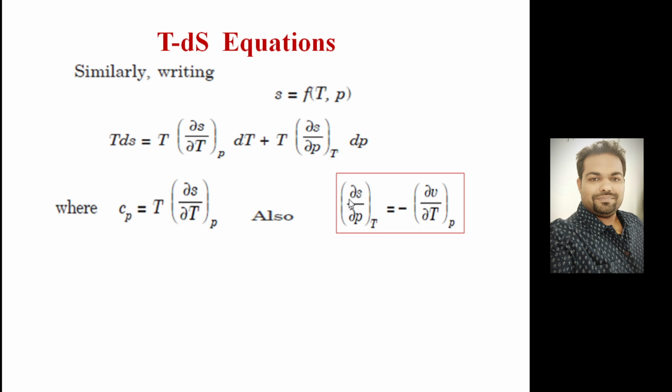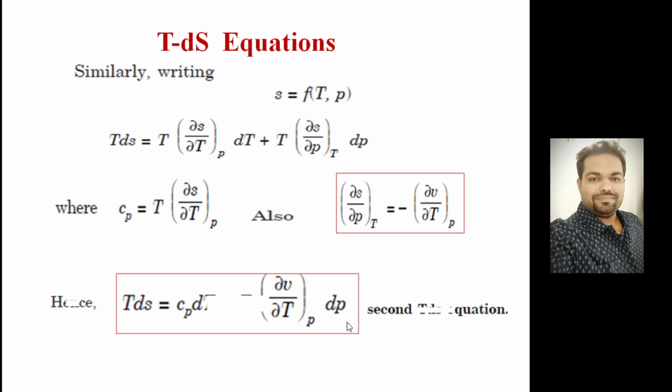From the Maxwell equation, (∂S/∂P) at T is equal to minus (∂V/∂T) at P. So if you substitute the value, I can write TdS is equal to Cp dT minus T (∂V/∂T) at P dP. This is known as the second TdS equation, applicable for the open system or flow processes. So like that we have two TdS relations.